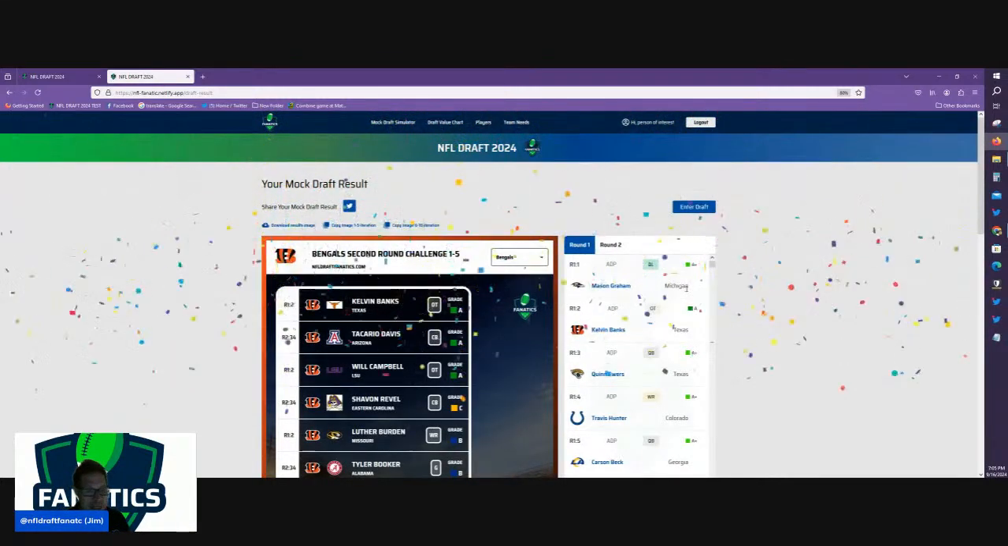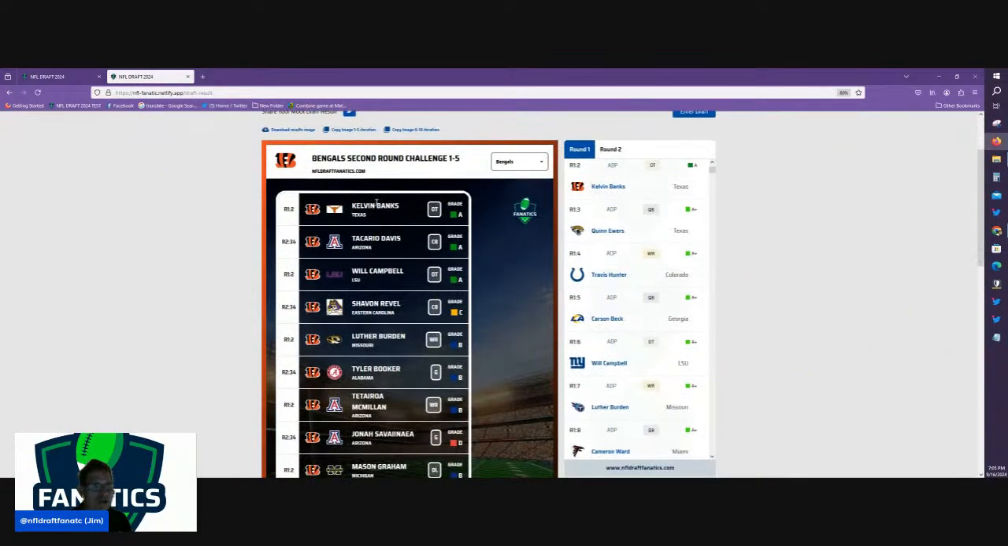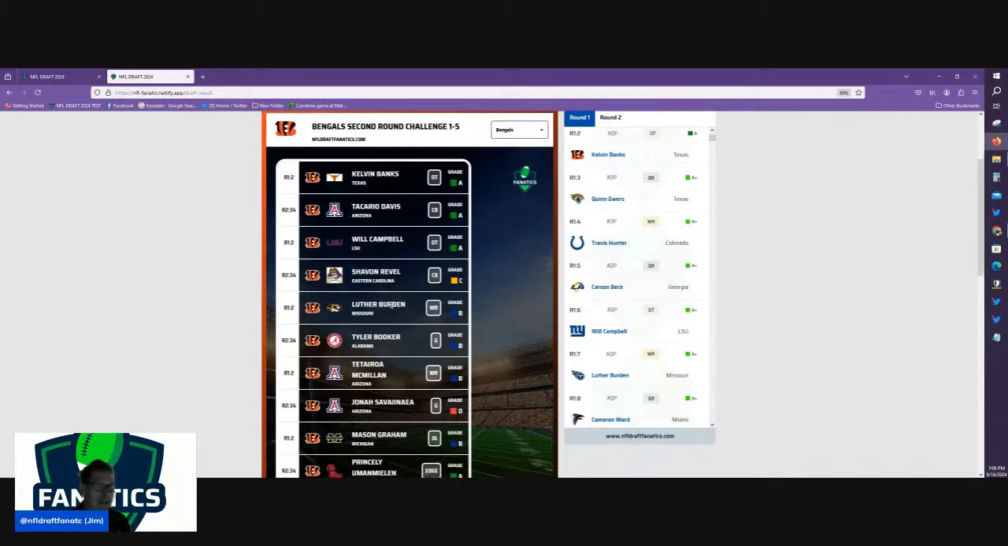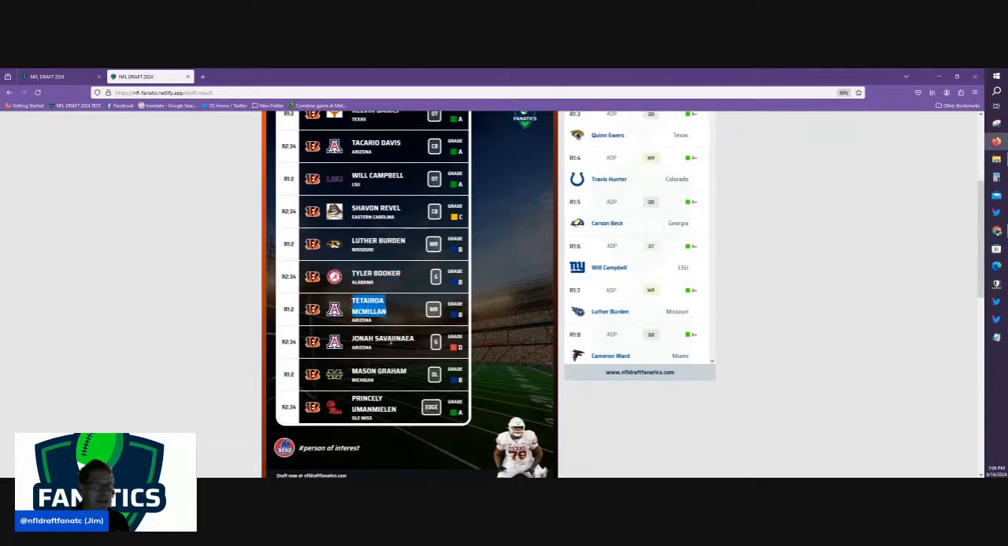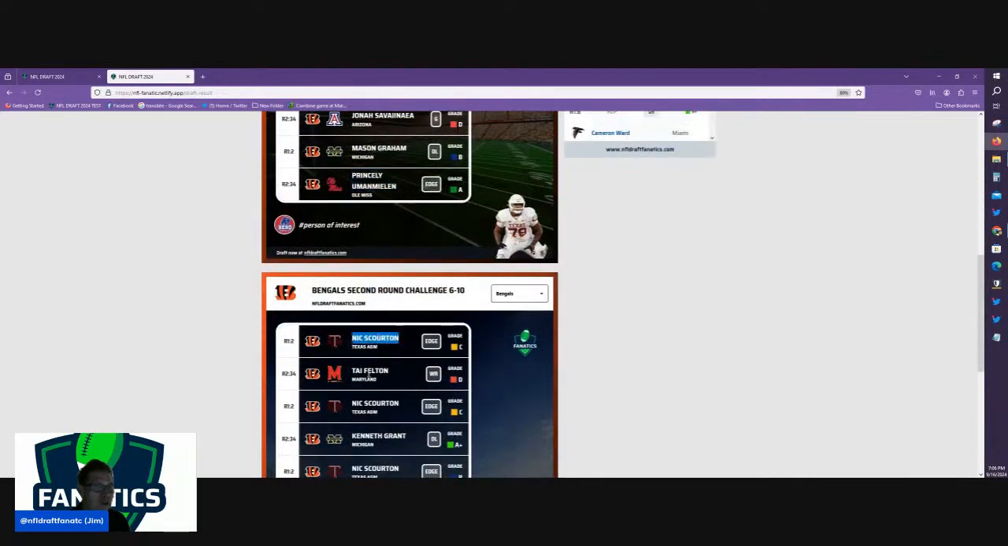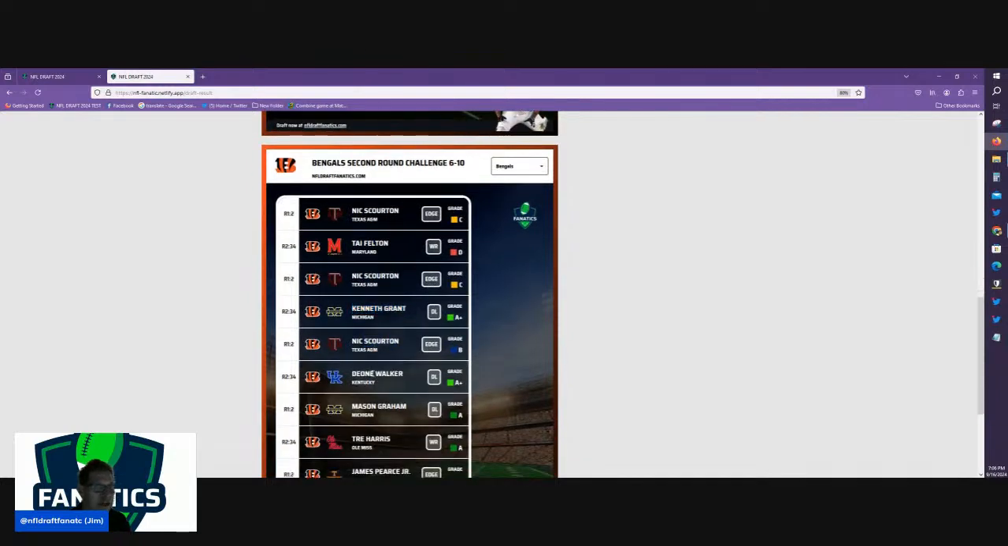Remember, a second round challenge is 10 unique 2-round drafts. So we picked Banks and Davis. Then we did Campbell and Ravel. We did Burden and Booker. We did McMillan and Sabanea. We did Graham and Humanilayan. We did Scorton and Felton. We did Scorton and Kenneth Grant. We did Scorton and Walker.